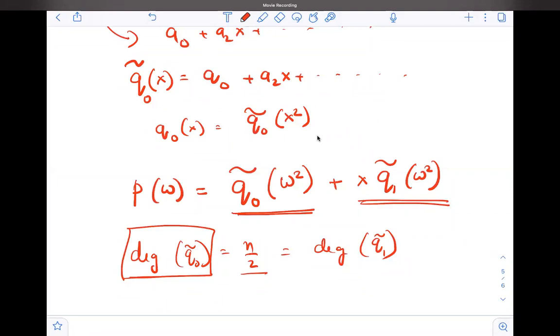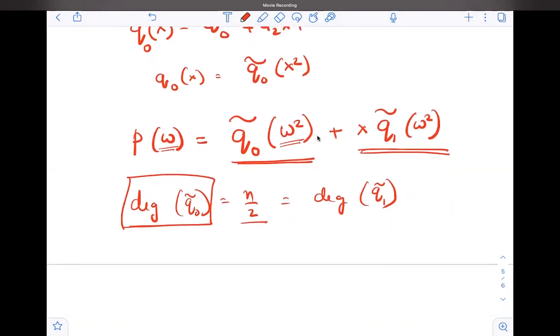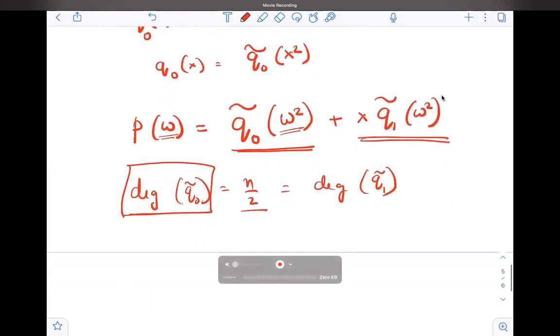Because omega is the nth root of unity, or the n plus 1th root of unity, whatever, therefore omega squared is the n by 2th root of unity. So if I have an algorithm that takes in any vector of size n, where n can change with time, and outputs its DFT representation, then how can we use it?